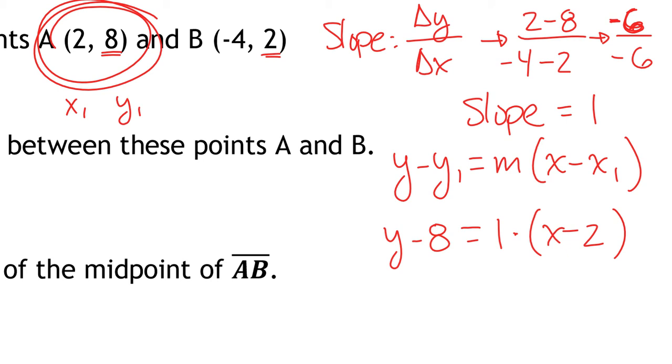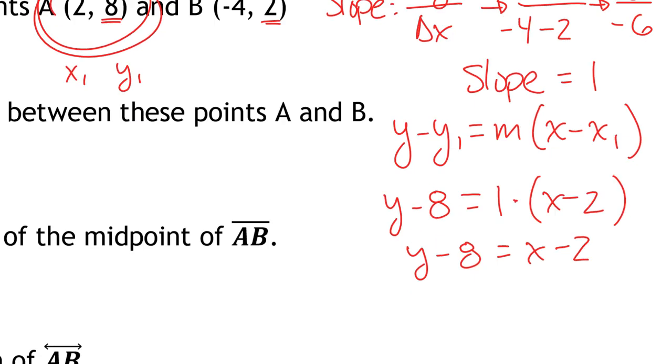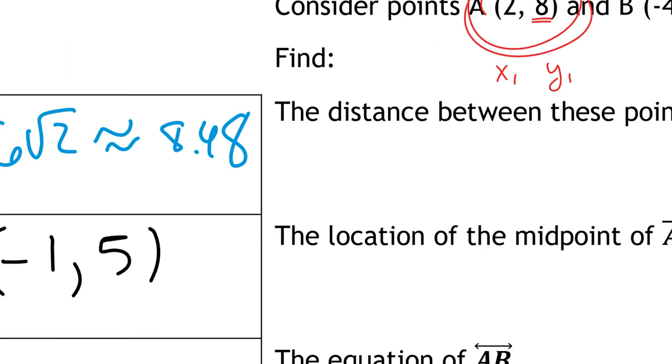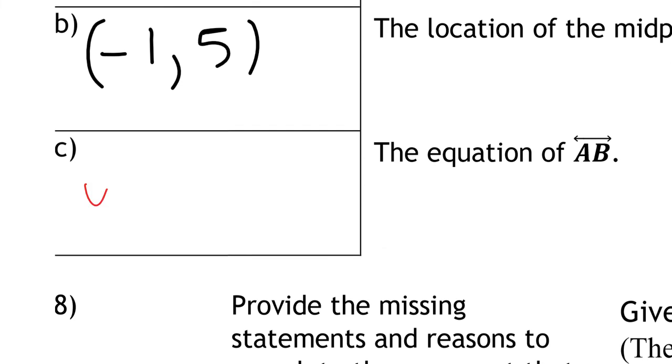Distributing the 1, very simple. This just becomes x minus 2. And then finally, if I add 8 to both sides, I get y equals x plus the number 6. So I think my slope is 1, and I think my y-intercept happens at 6. So I'm going to write down this equation: y equals x plus 6.